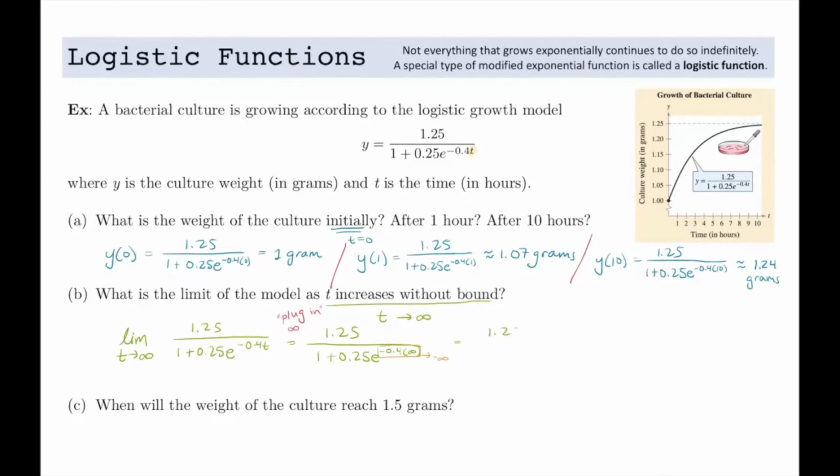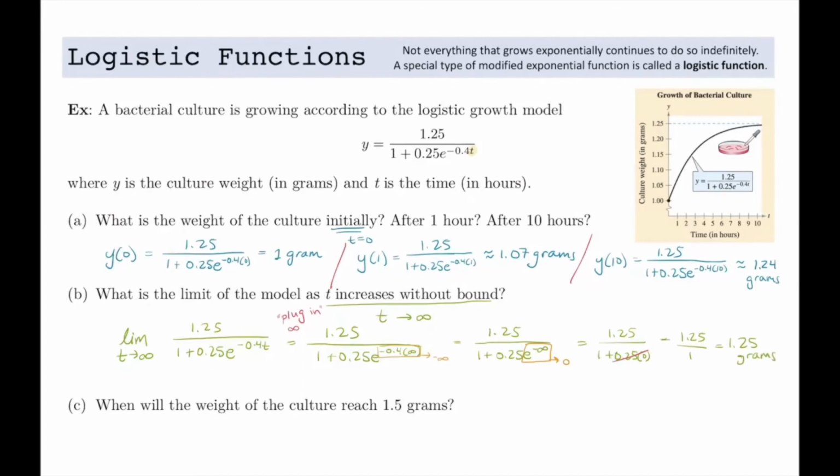I'm just going to simplify piece by piece, starting with the exponent. So we'll have e to the negative infinity down here. Now, e to the negative infinity is something that we talked about. This limit actually approaches 0. So what we'll have here is 1.25 over 1 plus 0.25 multiplied by 0. 0.25 times 0 is just 0, so that's 1.25 over 1, or just 1.25 grams.